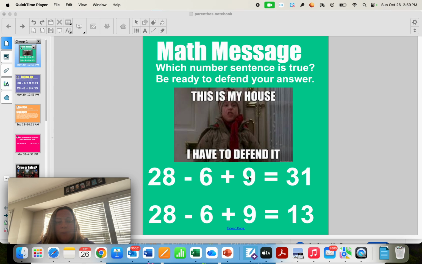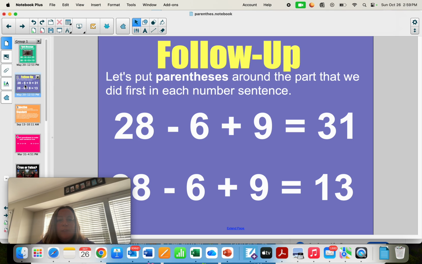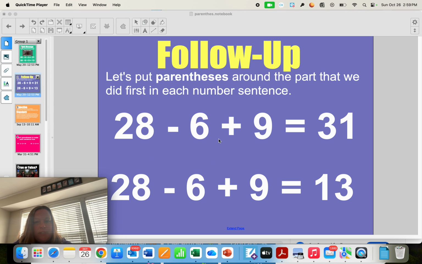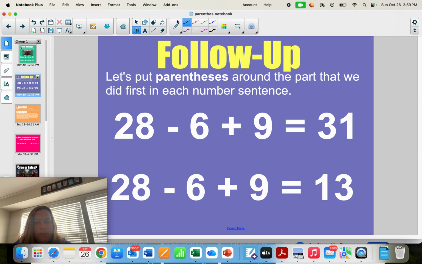Okay, I know that may not have been a whole lot of time, but we'll go ahead and see if we can figure out which one was correct. If we go to the next slide, you are going to see both of the number sentences. And actually, we can make both of these number sentences true if we use those things called parentheses. If I were to put parentheses around these first two numbers, I would solve 28 minus 6 first. So 28 minus 6 is 22.